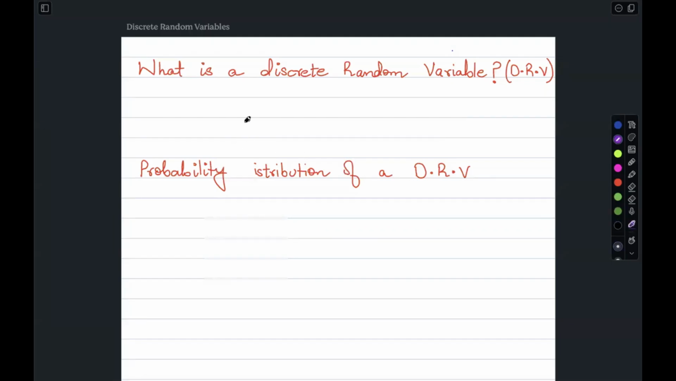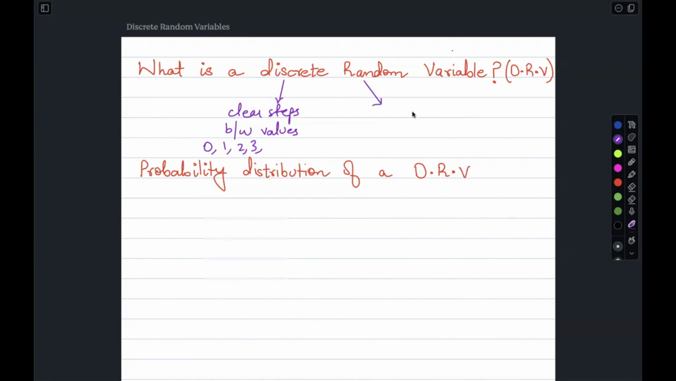In this lesson, we'll be discussing what a discrete random variable is and the probability distribution of a discrete random variable. Now, a discrete random variable is a variable which has discrete values, meaning that there are clear steps between the values it can take. So the values it can take can be 0, 1, 2, 3, and so on, but there will be no in-between values like 0.11, 0.12, 0.13.